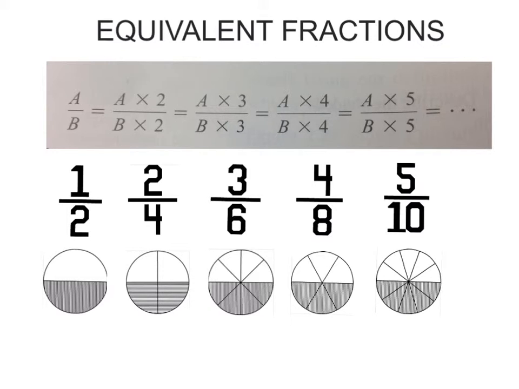We can take a further look at this example by using pictures. Here, we have taken all 5 circles and divided them according to their fractions. You can see that all 5 pictures, although different in shape, are the same in size. They all represent 1/2.